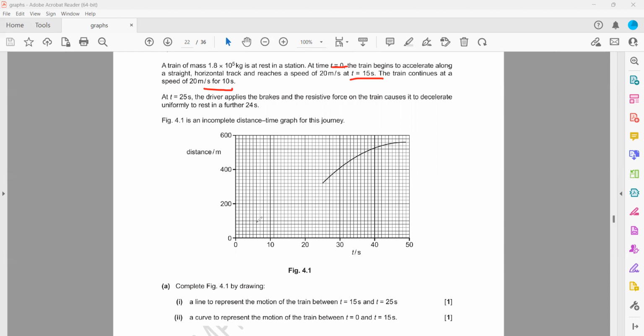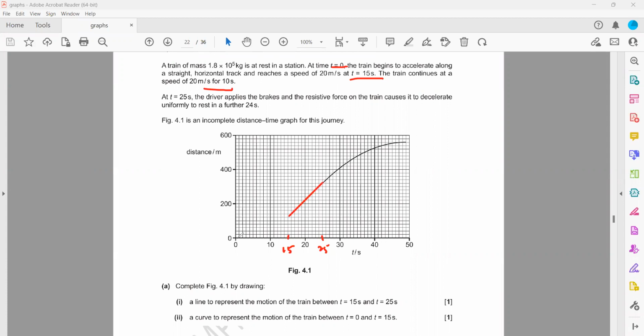So how can we show this? 1, 2, 3, 4, 5. This is representing 15 and this is representing 25. So from 15 to 25, it is a straight line. Use a ruler. You don't have to do any calculation. Use your scale or a ruler and draw a continuous straight line from 15 to 25 seconds. And then from 0 to 15 seconds, the train was accelerating.